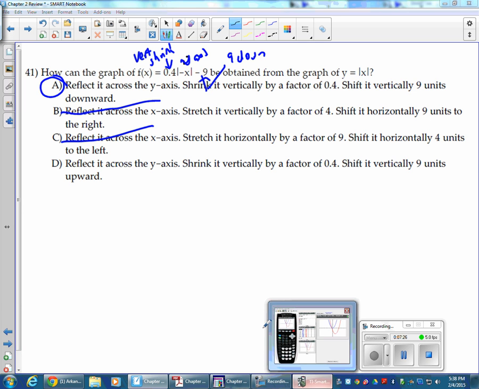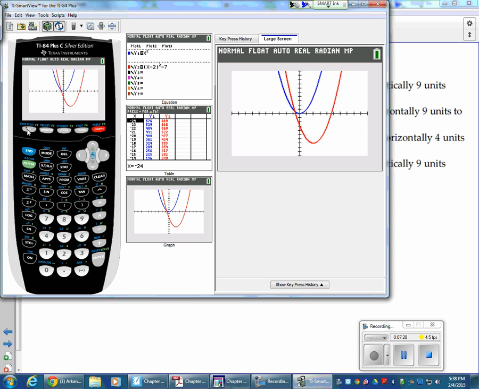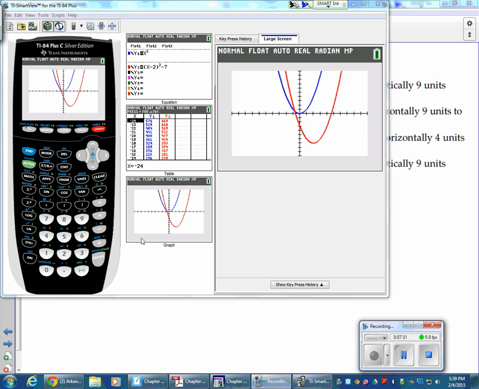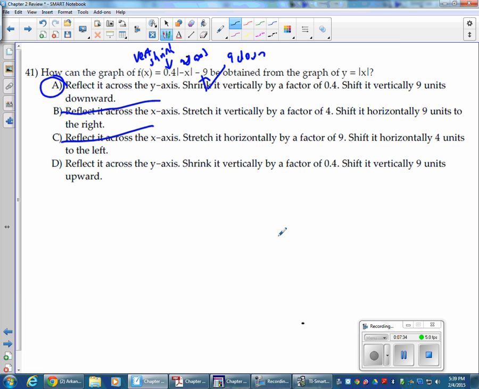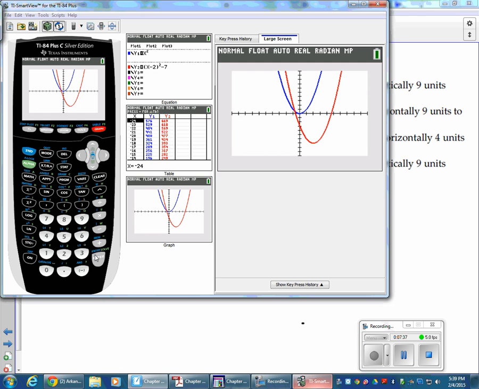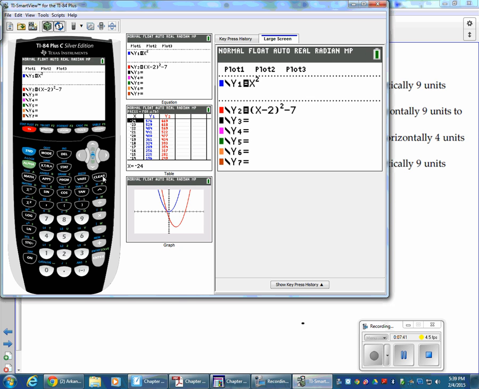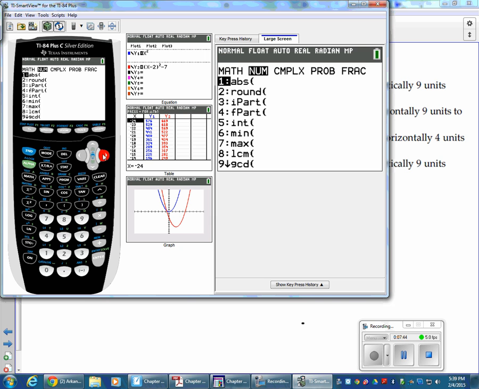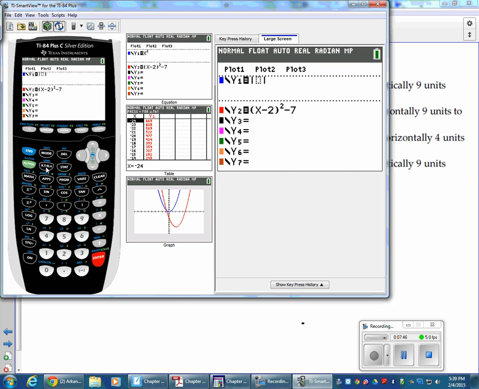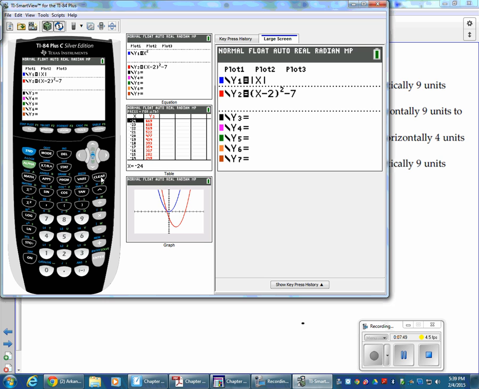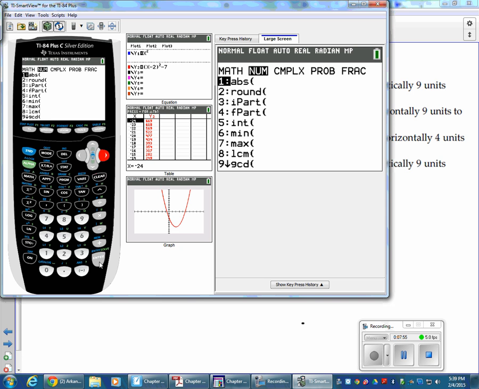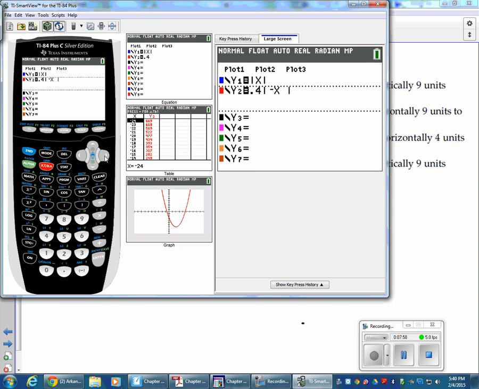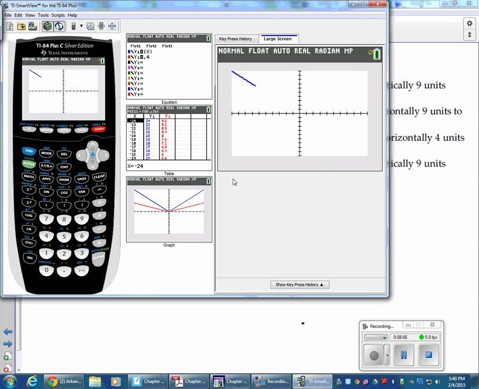We can graph those. It'd be y equals the absolute value of x. All right, so I have y equals the absolute value of x. Let me go over here and change it to this. Clear that out. Go to math, go over to number, and it's the absolute value of x. And then here, it's going to be 0.4 times the absolute value of negative x, and then it's minus 9. So let's take a look at these. Graph it. Here's my first one.